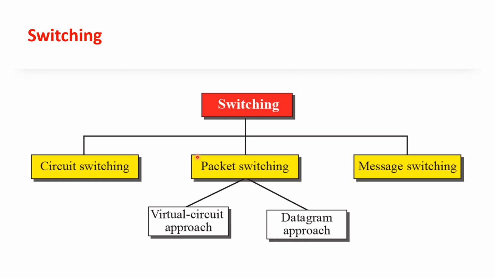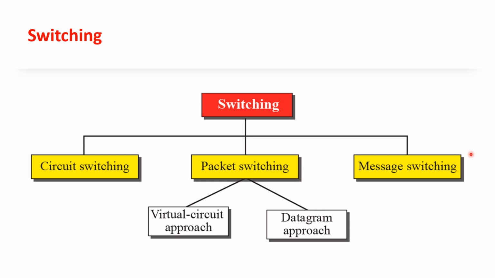In packet switching, data is broken down into packets before being transmitted. Each packet is sent independently and can take different paths through the network to reach the destination, where they are reassembled.